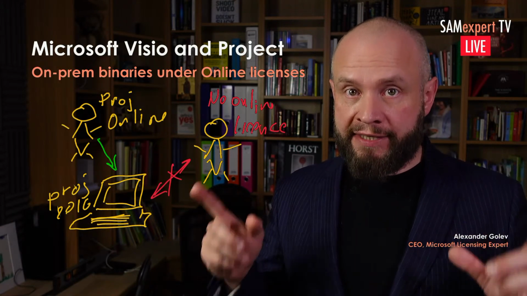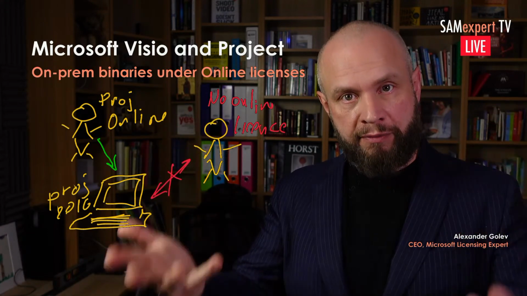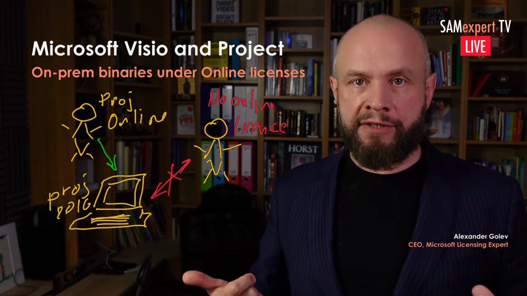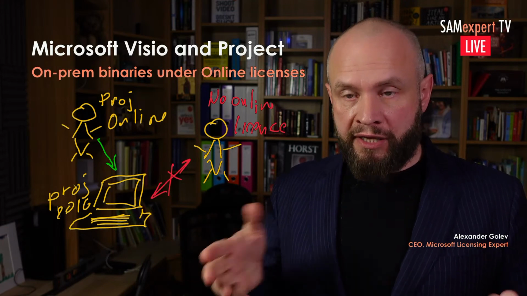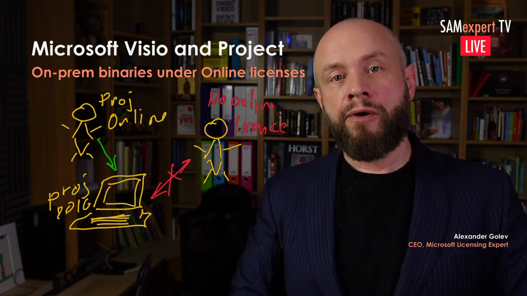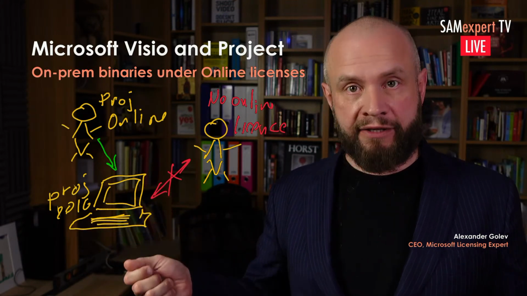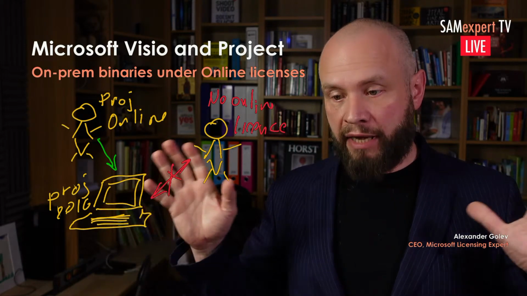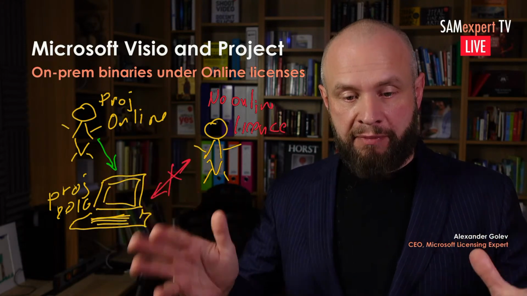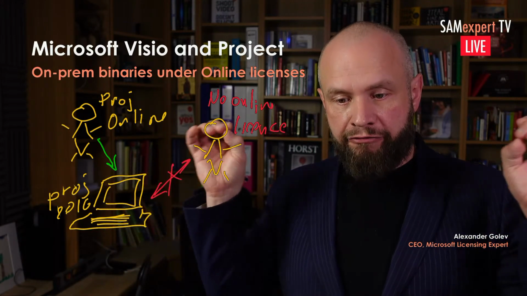Again, the user is licensed, and then the user is allowed to use previous versions of Project on-premises binaries under their online license. So any user that is allowed to access this device must be licensed, as I said, with an online license. And when you have a device like this, I wouldn't even do that. When you have a device that may be shared by anyone in the office, it's not something that is attached and very strictly assigned.